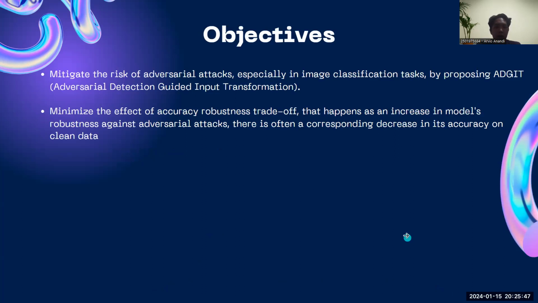And then in the objectives, we mitigate the risk of adversarial attacks, especially in image classification tasks, by proposing ADGIT or adversarial detection guided input transformation. Second, we minimize the effect of the accuracy robustness trade-off that happens as models' robustness against adversarial attacks increases, where there's often a corresponding decrease in its accuracy on clean data.